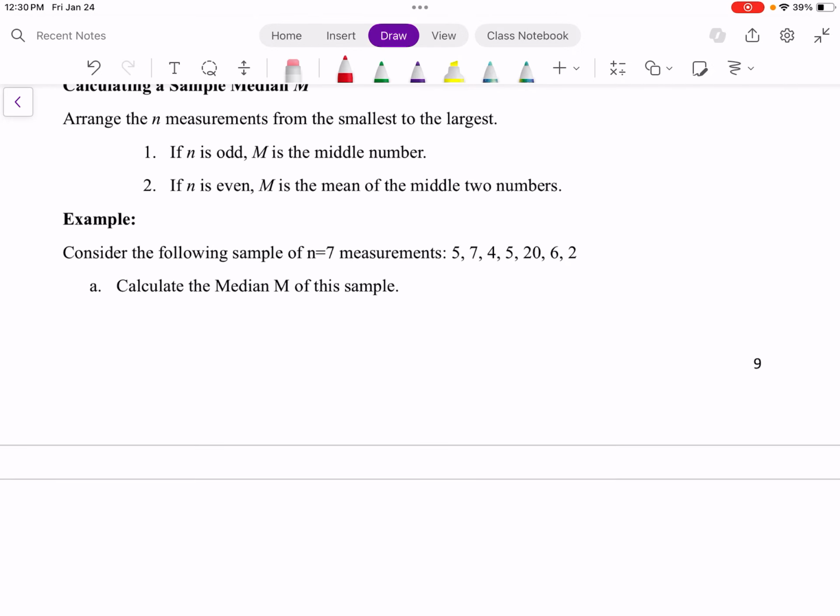So we have this measurement. We have 7 measurements, and we are asked to find the median of this sample. So let's start by arranging this measurement. 2 is the smallest, then 4, then we have 5, 5, 6, 7, 20.